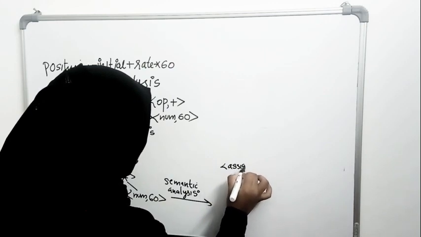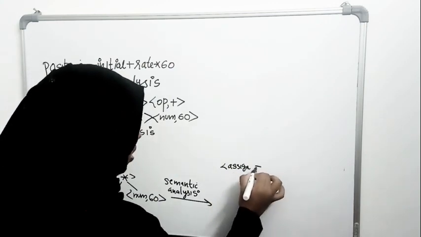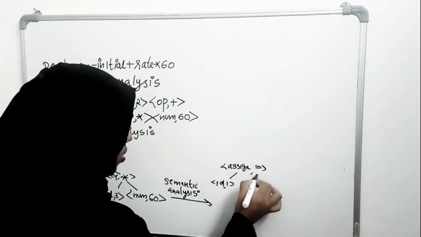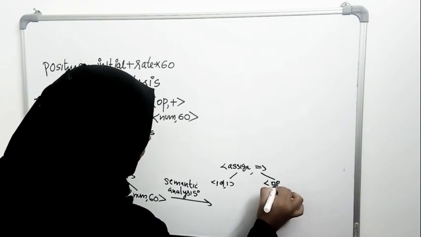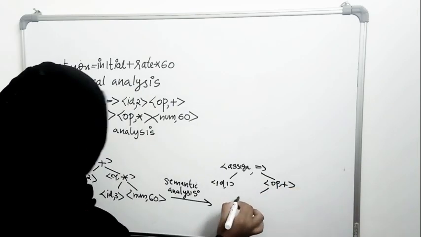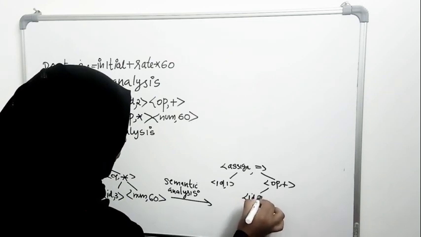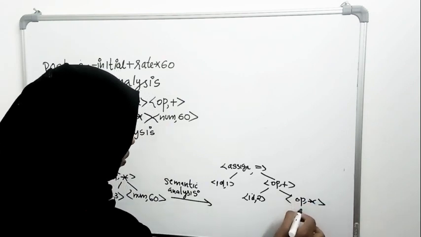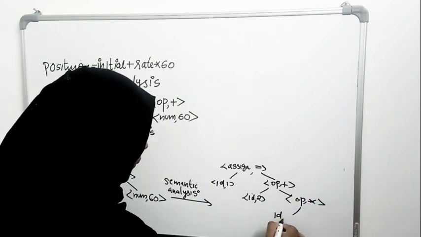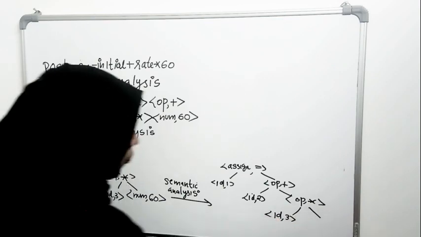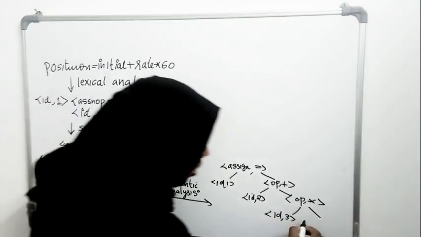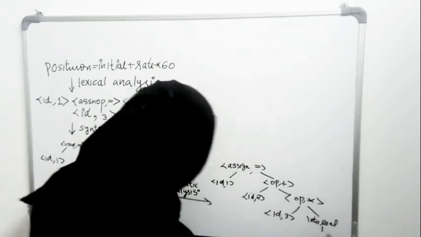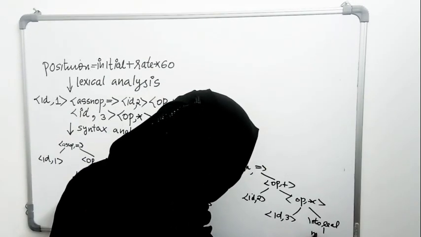I am copying the tree with the difference assignment, then id comma 1, simply copying it will show the difference shortly. op comma plus, now id comma 2 here, then op comma star, now id comma 3. Now 60 should be converted to a floating point number, isn't it? So into real, we are applying the function into real, and this being applied on id num comma 60.